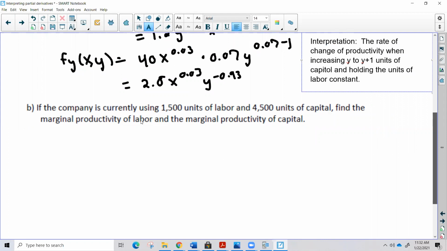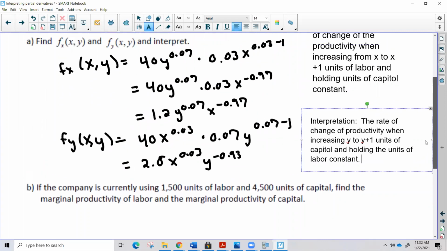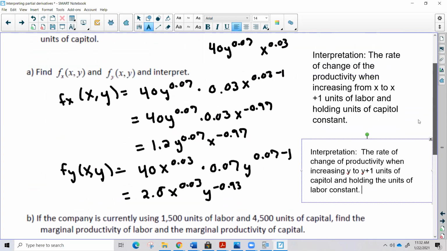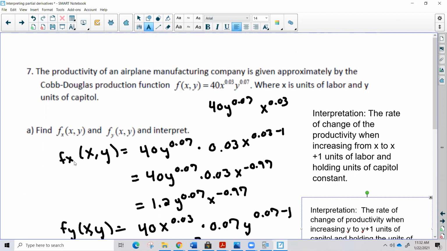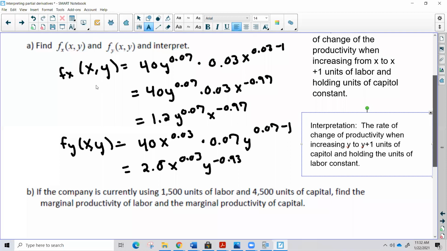Okay, so then this one says if the company is currently using 1,500 units of labor and 4,500 units of capital, find the marginal productivity of labor and the marginal productivity of capital. So again, Fx is the marginal productivity with respect to X, which is the units of labor. So that's the marginal productivity of labor. We're going to use Fx. And for marginal productivity of capital, that's with respect to Y, and we use Fy.